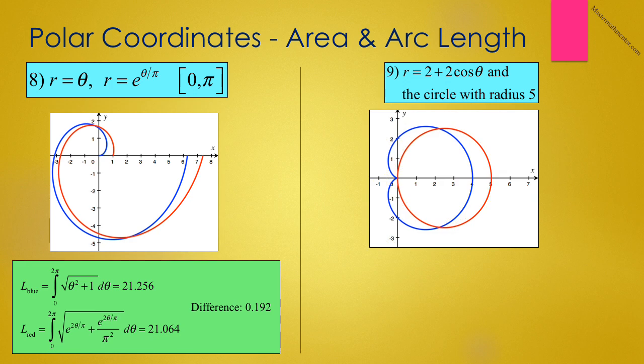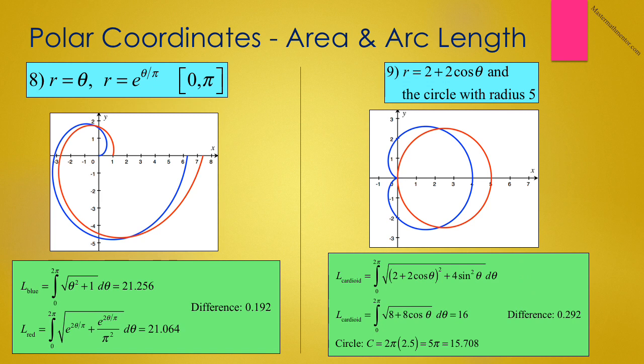In number 9, you're asked to find the difference in arc length between r equals 2 plus 2 cosine theta and the circle with radius 5. We are not given an equation for the circle with radius 5, and we can put it anywhere. I chose to put it close to the cardioid to show that the circumference of these are relatively close.